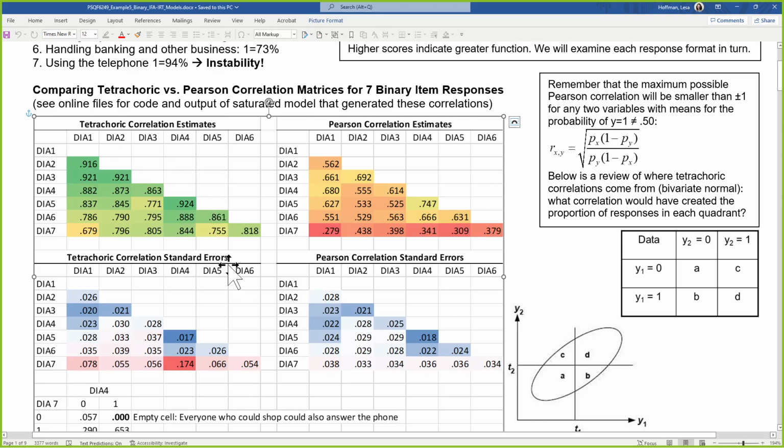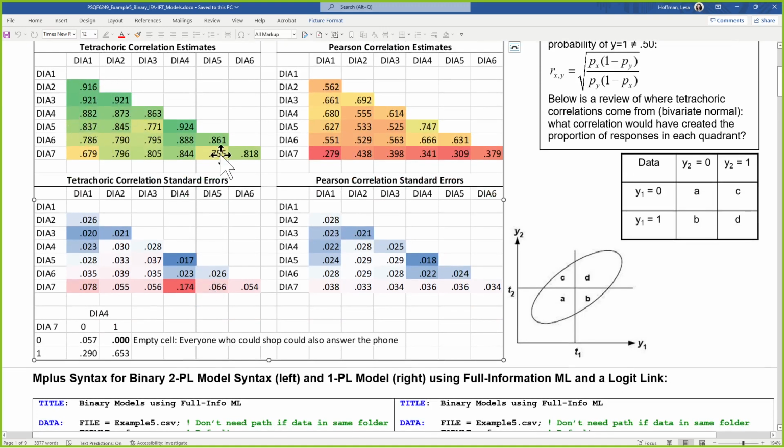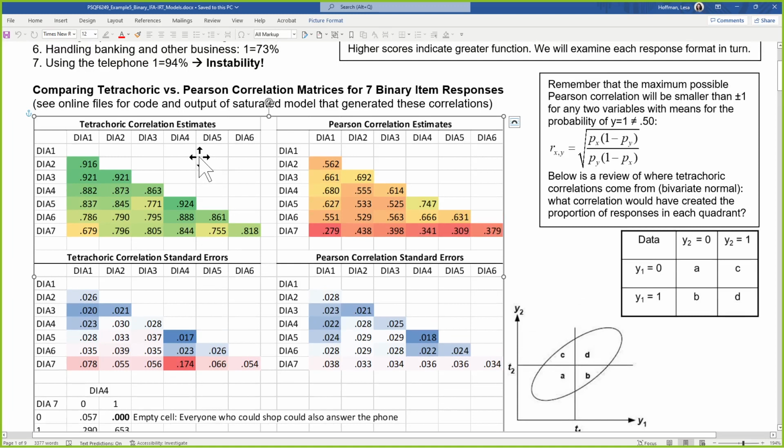The weighted part has to do with the priority of each of these estimates over each other. If I look at the standard errors of these tetrachoric correlations, one of them jumps out at me as pretty bad. The standard error for the correlation between 4 and 7 is much higher. The reason is that there was an empty cell in that cross tabulation, where everybody who said that they could shop also could already answer the phone. So they had to add a tiny little number just to even get a tetrachoric correlation estimate, but they don't really know how good of an estimate that is. It's not very good. So the estimation process is going to emphasize recovery of the correlations that are estimated better relative to the ones that are estimated less well.